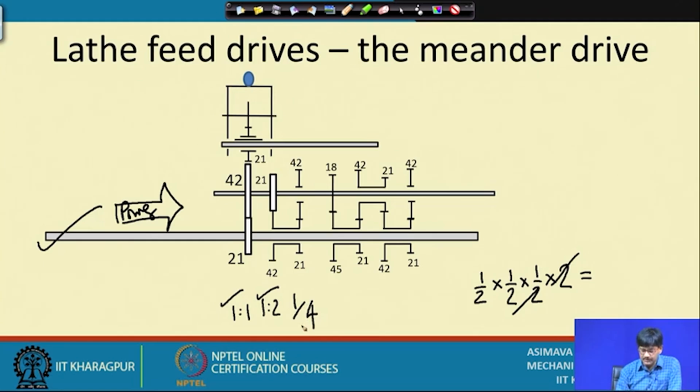Okay. So, this way 1 is to 1, 1 is to 2, 1 is to 4 can be available, and if you make another channel of this type, you will get 1/8 also. Okay. That is, if you connect it up and make a 21 here, you will get 1/8 also. So, that we have just left there.